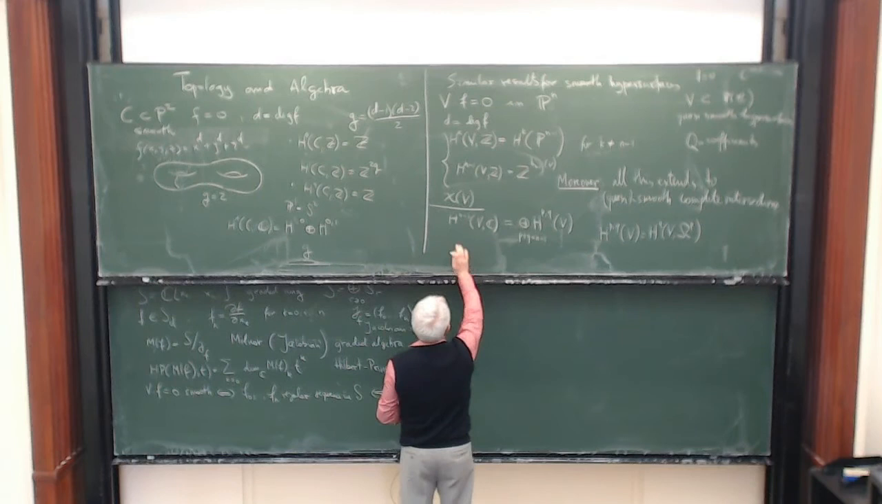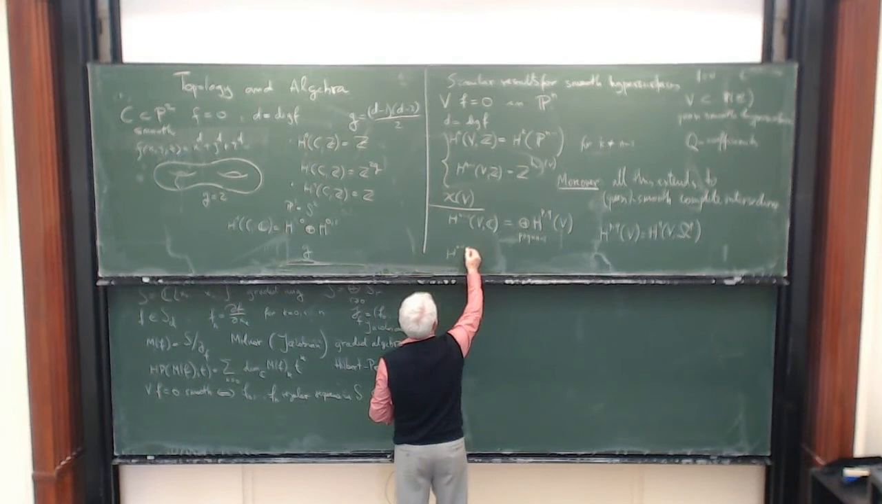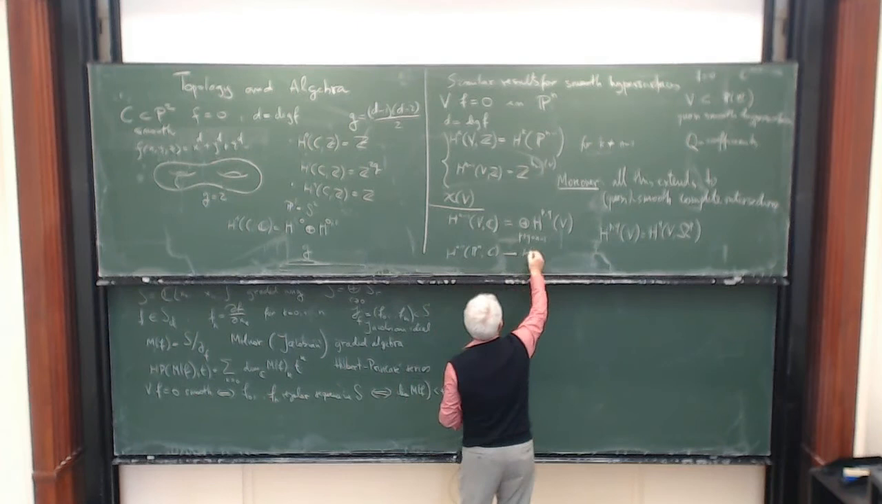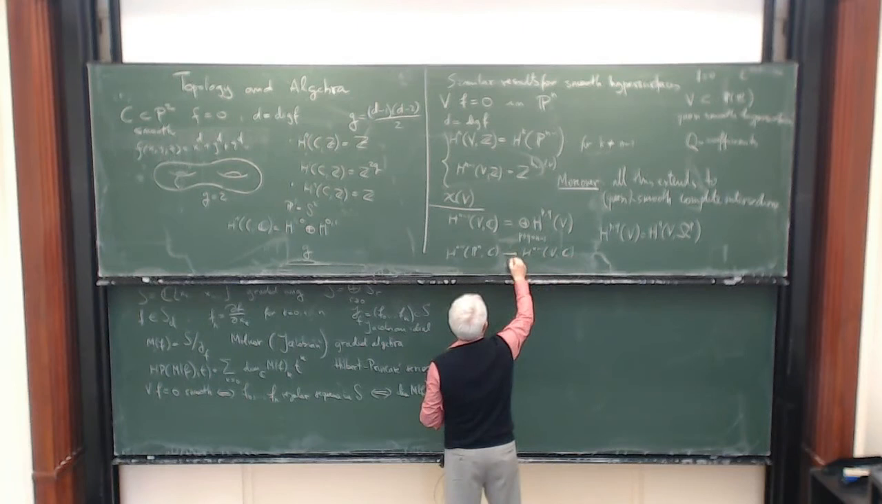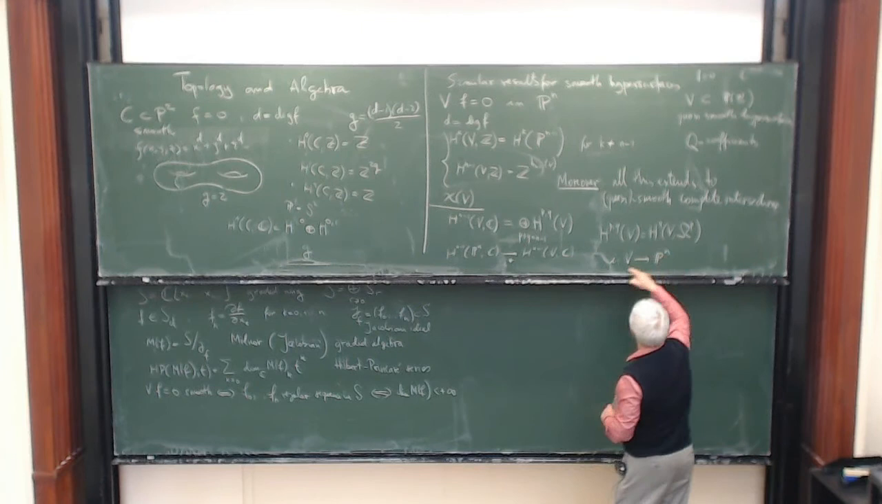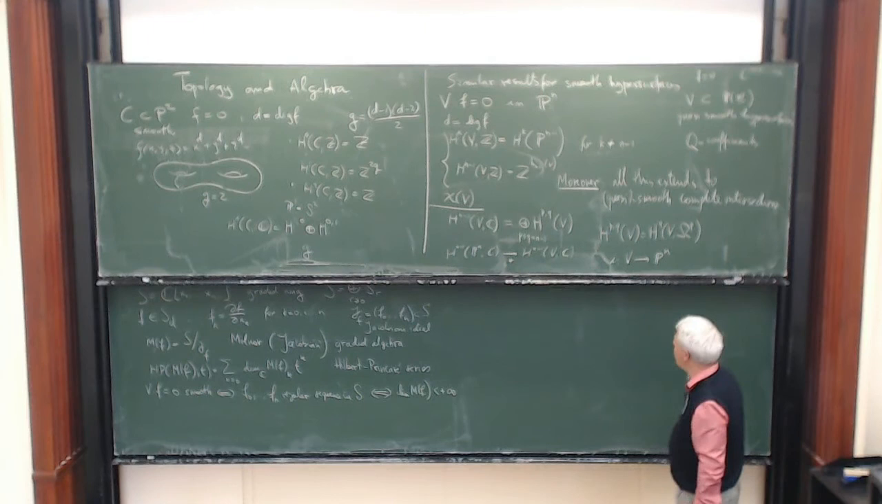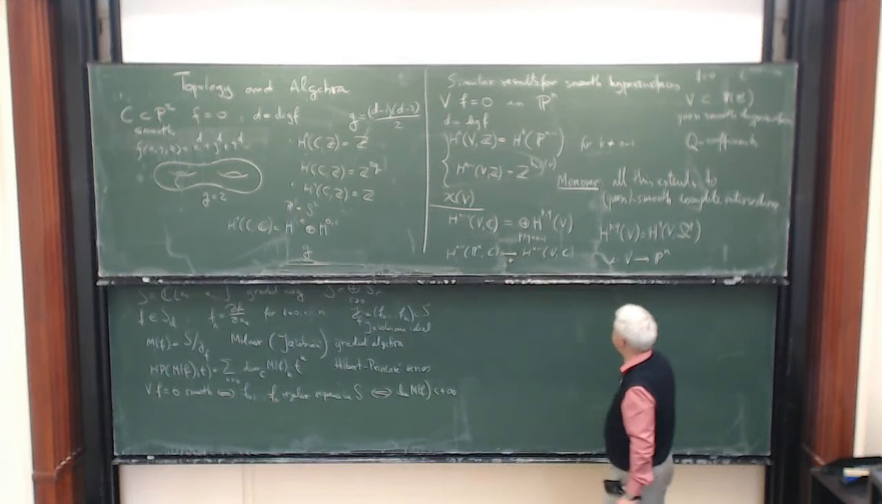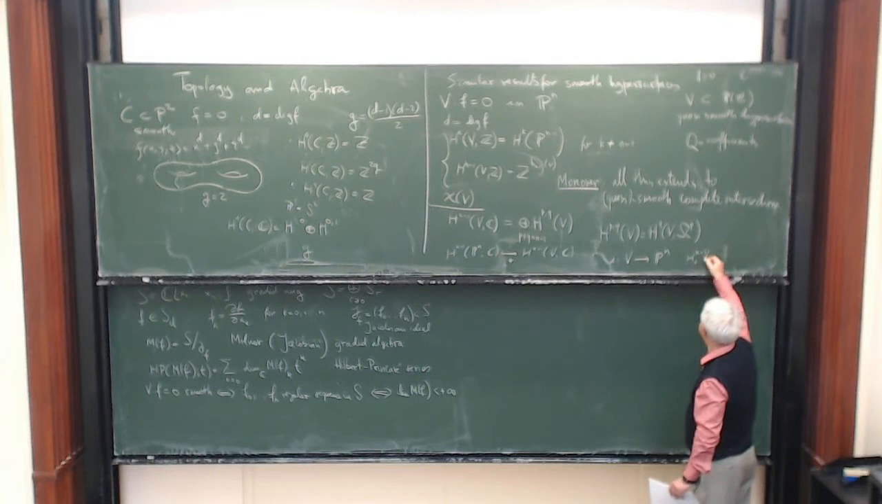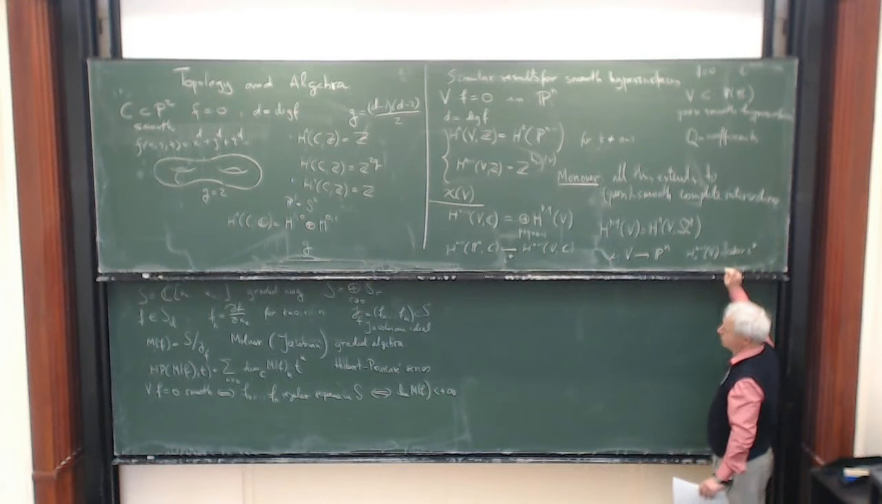So I can define a map from, so I have an inclusion of V into the projective space Pn, and when I pass to cohomology, I get an induced map here. And it can be shown that this is always injective. And I will denote by H^{n-1,0}(V), let's say the cokernel of i star, which is a primitive cohomology, if you like, of V.